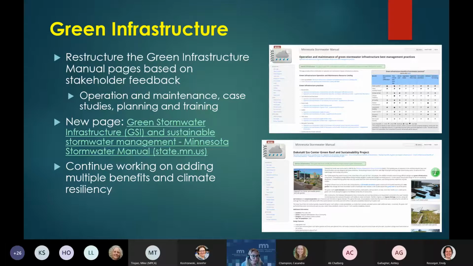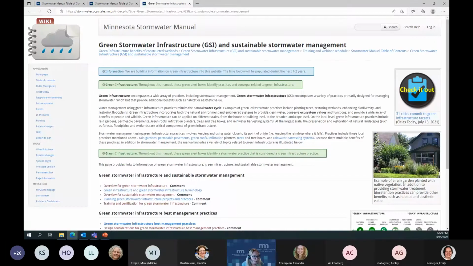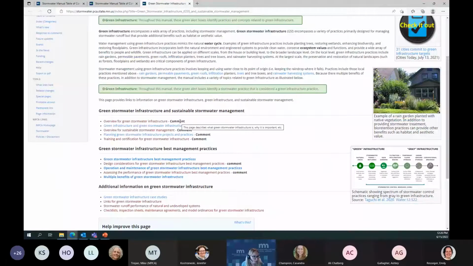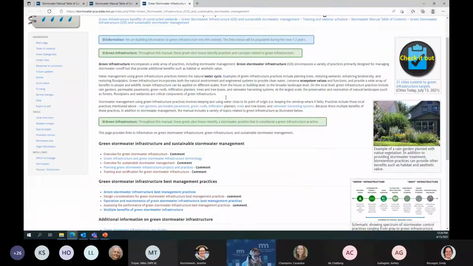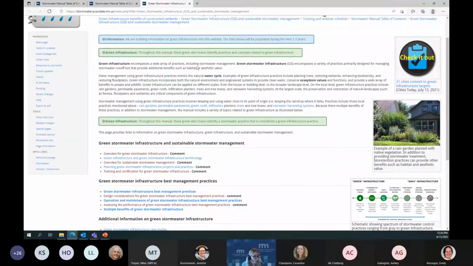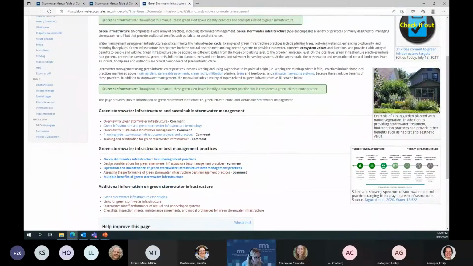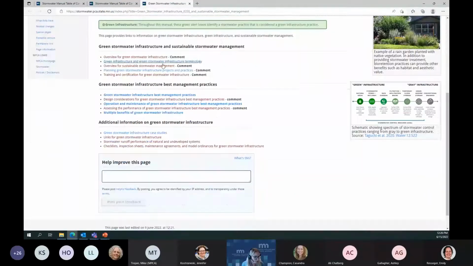But based on stakeholder feedback, we did identify key recommendations that they felt would be really important to include in the manual. And those 4 areas would be the operation and maintenance, case studies, planning for green infrastructure, and then the training piece. So I'm presenting the green stormwater infrastructure or GSI page on the Minnesota Stormwater Manual. It gives you an overview of what green infrastructure is. And then if we scroll down, it divides up into different sections.